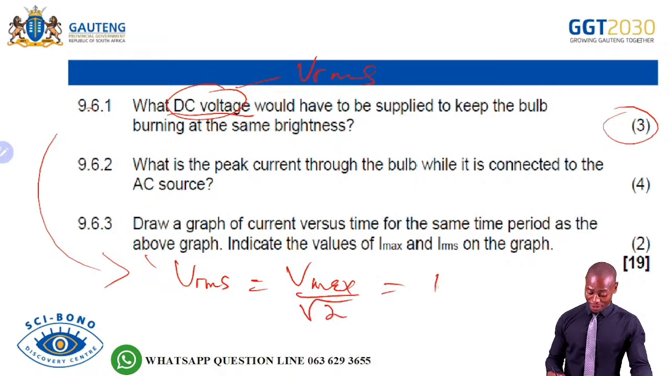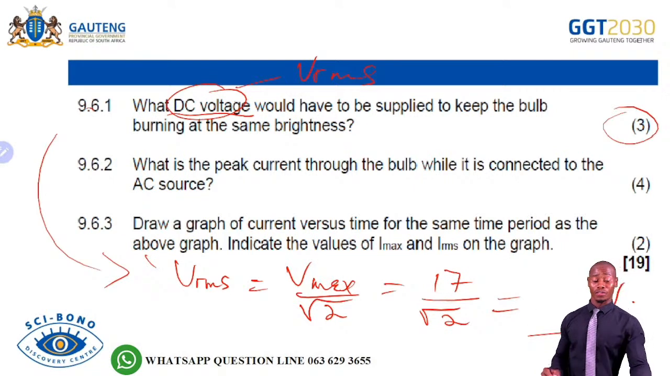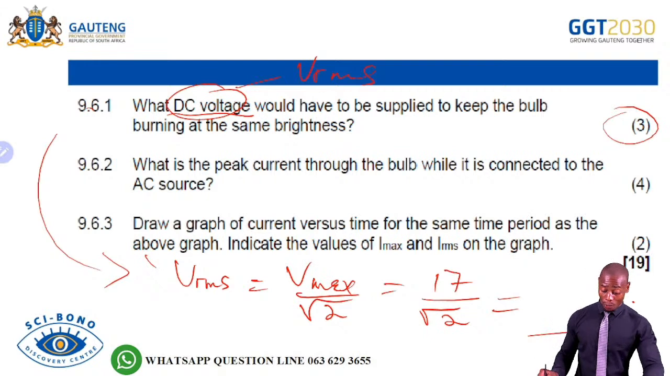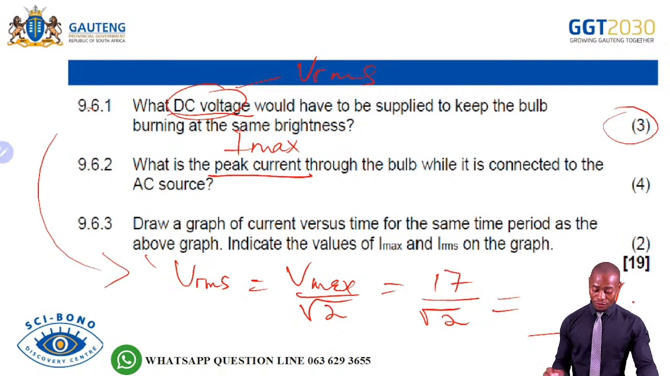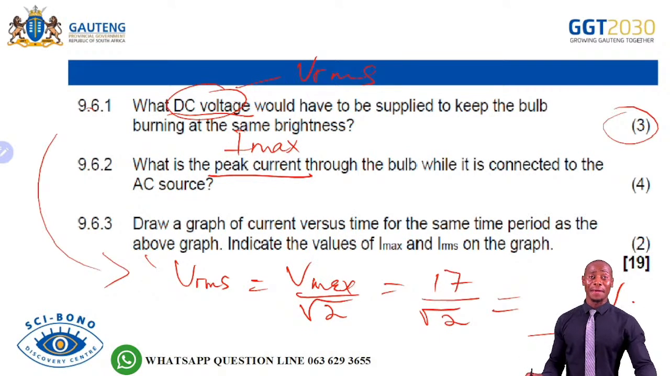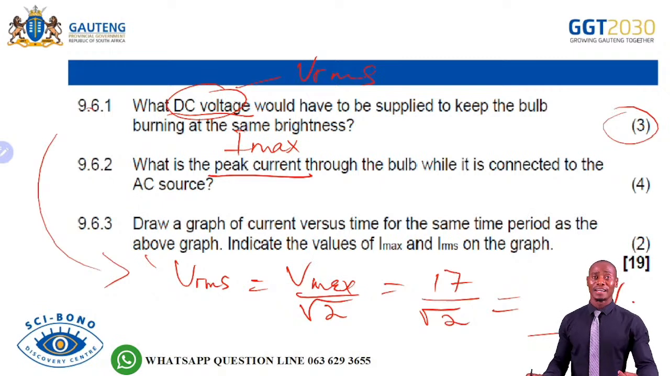So what is our Vmax? Is 17, and then you divide that by root 2. Then you will get your answer in volts. All right. So that will be our root mean square voltage. All right. Then what is the peak current? Peak current is also maximum. So instead of using maximum, they can say peak. Maximum voltage, peak voltage. Maximum current, peak current.